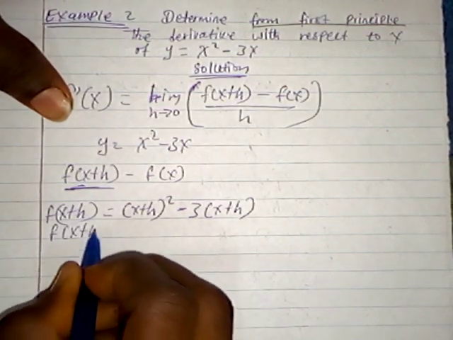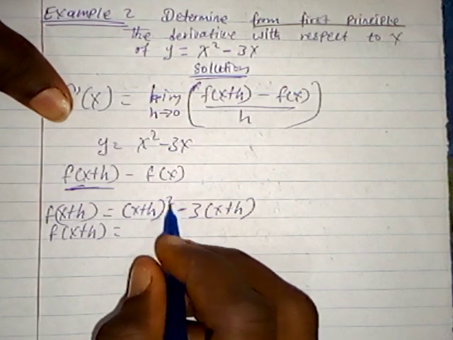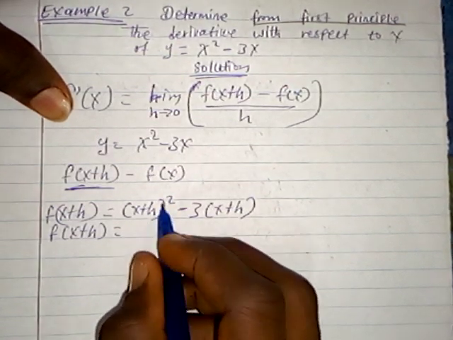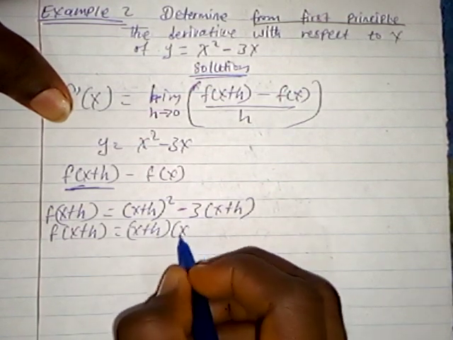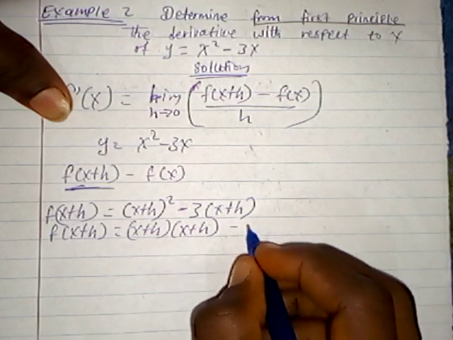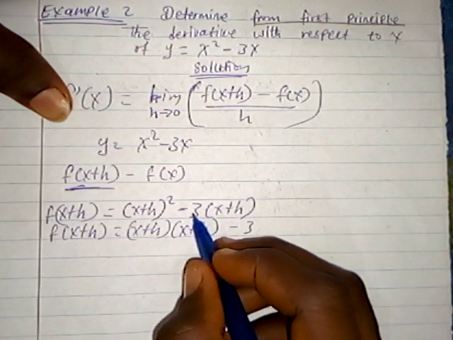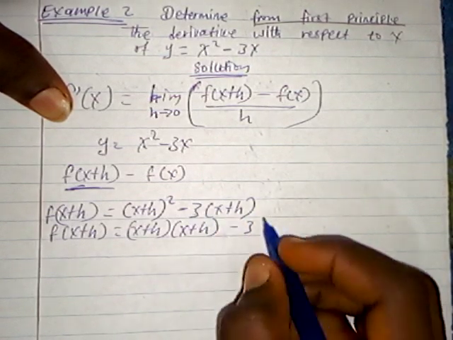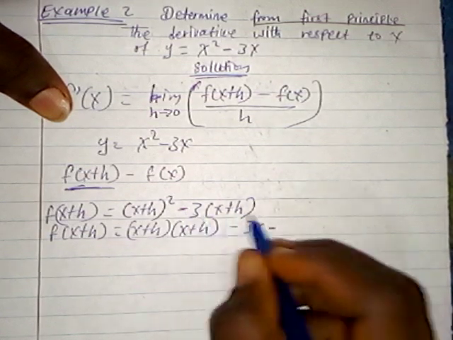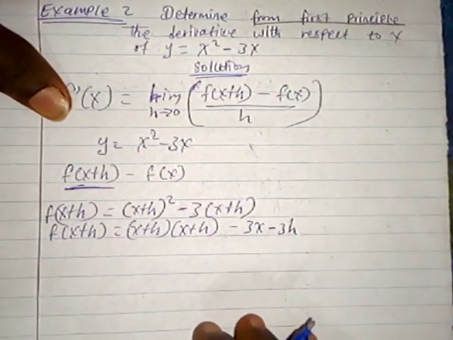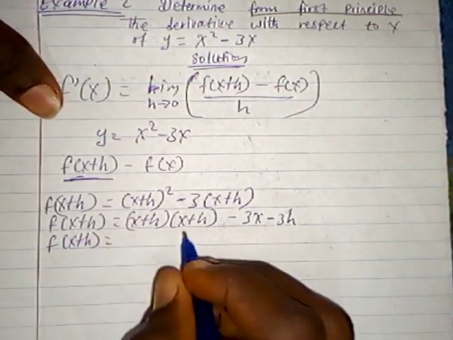So f(x + h) is equal to what? Of course, square means outside the bracket, you are supposed to write that bracket twice. We say binomial: (x + h)(x + h) minus 3 times the bracket. We remove this bracket: minus 3 times x is -3x, minus times plus, minus 3 times h is -3h. Do you see the procedure? Good. So f(x + h) is equal to what?